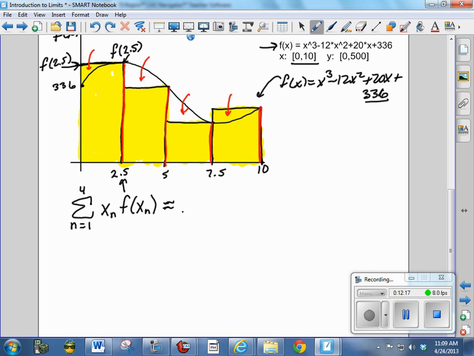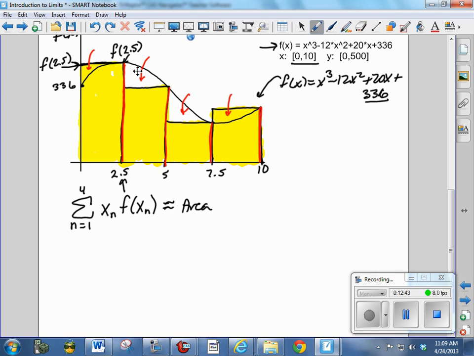Now, if I wanted a better approximation, what could I do? Very good. I'm sure some of you thought of this idea. Make the rectangles smaller. Draw more rectangles. Because if I could divide this into 2 rectangles, think about that. This little area under here, I could get more closely approximated.